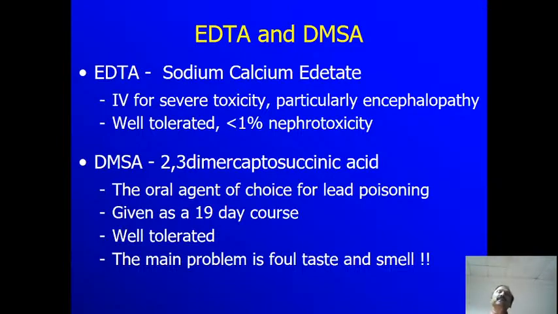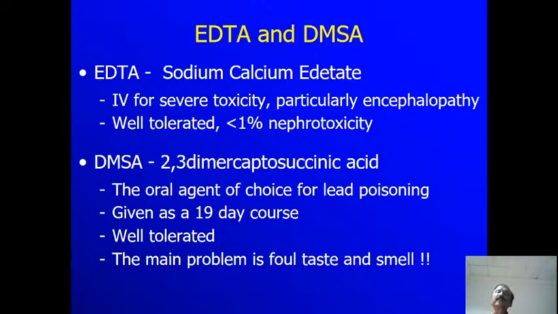Sodium calcium edetate can be given IV for severe toxicity, particularly encephalopathy. It is well tolerated, and less than 1% of people develop nephrotoxicity. As far as 2,3-dimercaptosuccinic acid, which is also used as a chelating agent, this can be given orally on a 19-day course.